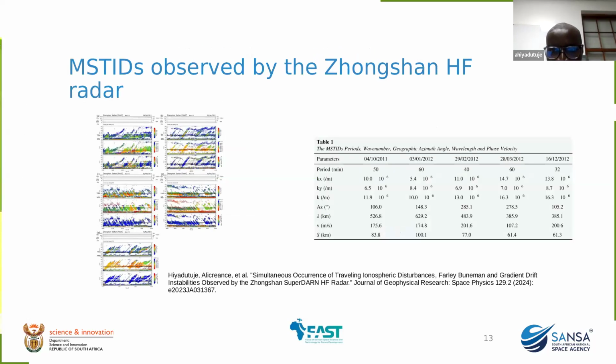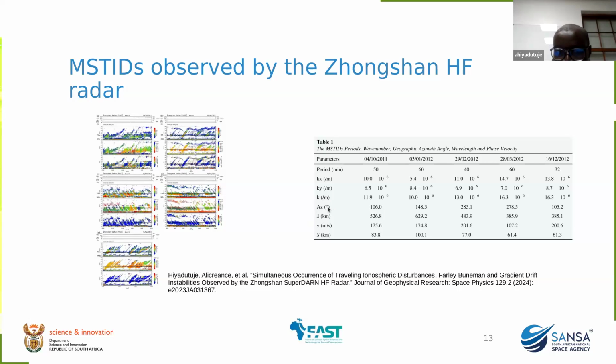So those are examples of the results which we published last year. In this paper, we studied the statistics of TIDs and other mechanisms, which we call the near-range echo, using the SuperDARN radar, which is located at Zhongshan in Antarctica. We found that, for example, for these 5 events, which we call TIDs, during 5 days, we estimated the period using the FFT, and then we calculated the wave number along X, the wave number along Y, and then the resultant, which is given by the formula on the previous slide.